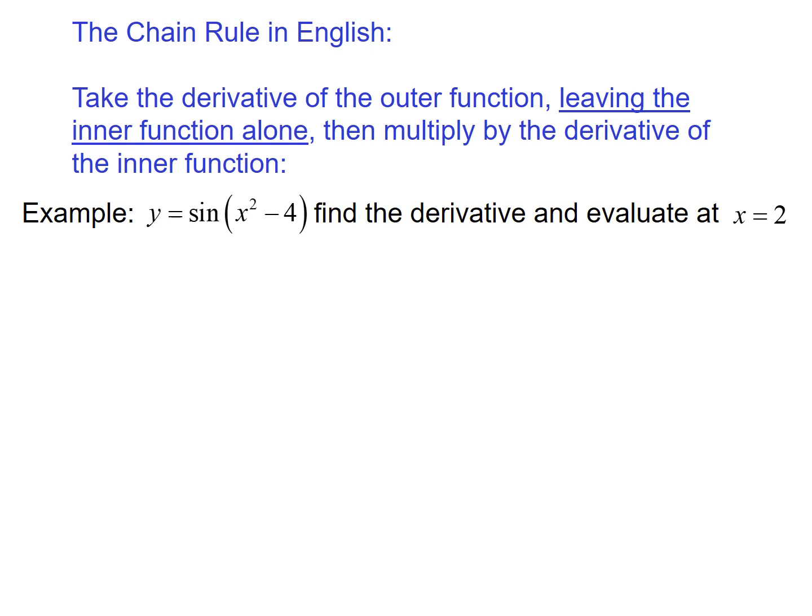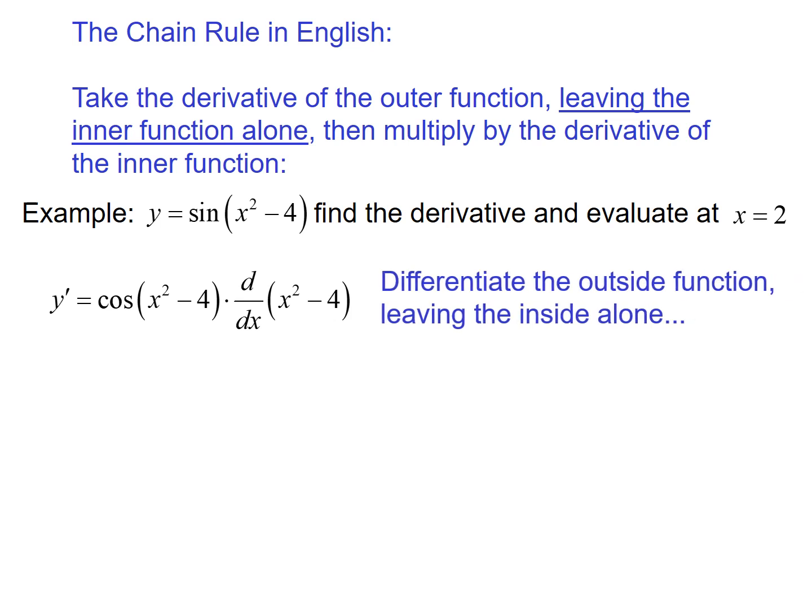So here's a function, sine of x squared minus 4. Find the derivative, and we want to evaluate it when x equals 2. So first, let's just try to find the derivative. The outer function is sine, the inner function is x squared minus 4. The derivative of sine is cosine, leave x squared minus 4 alone. And we're going to multiply this by the derivative of the inner function, x squared minus 4, which is 2x.